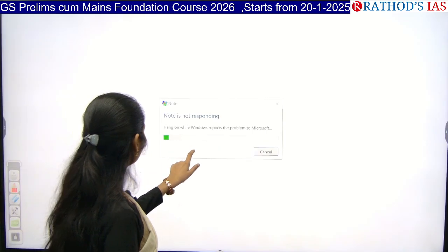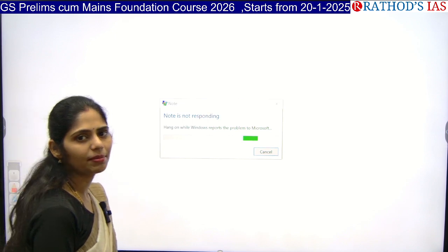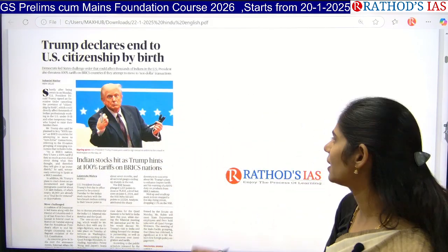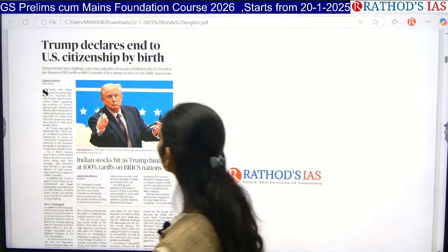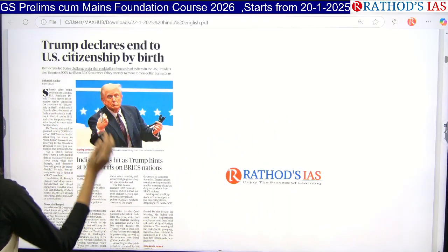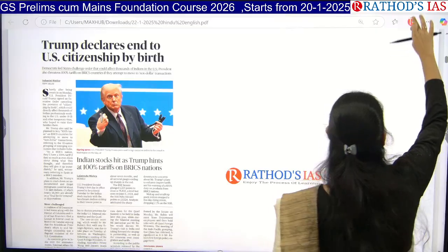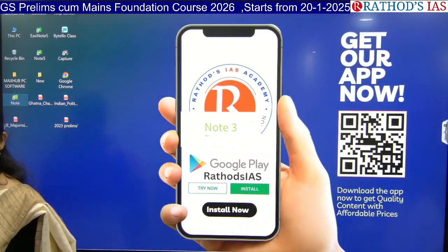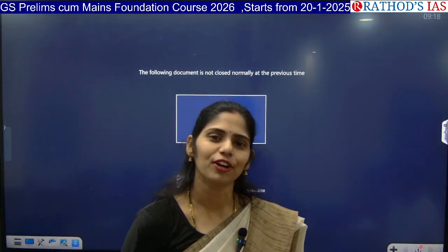Just a minute. So actually this article is about US-India relations. As you all know, the Trump 2.0 era has started. If you see this article, it is talking about Trump declares end to US citizenship by birth. So this article is very important from the India-US relations point of view, and this article is important from your polity point of view as well.